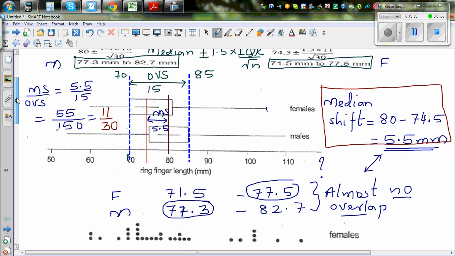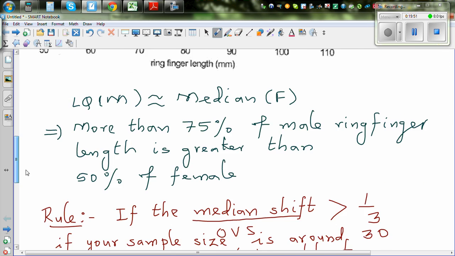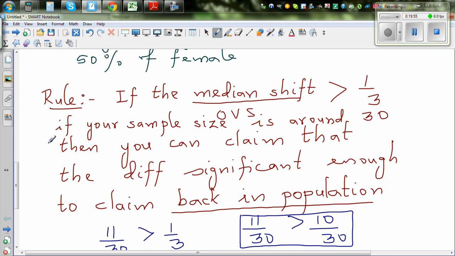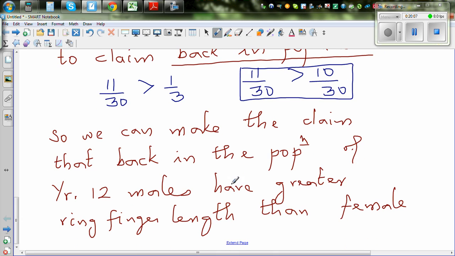The second thing which made us make the judgment is the ratio between median shift and overall spread, which is 11 out of 30, which is greater than one third. And as you have got a sample size of 30, this is enough to make the claim that back in the population of year 12 boys and girls, the boys have got a longer finger length than females.